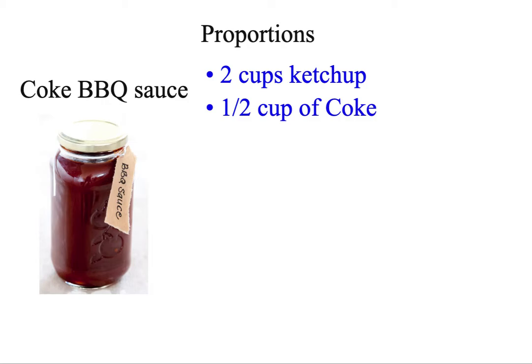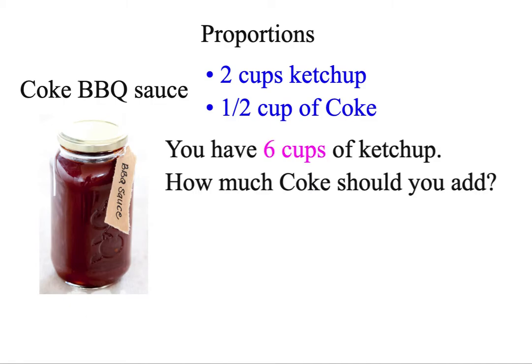Of course, there would be other ingredients there, but let's say we're just using those and we want to make a bigger batch of this. We want to use all the ketchup we have, which is 6 cups. Then how much Coke should we add to keep these proportions in balance with each other?